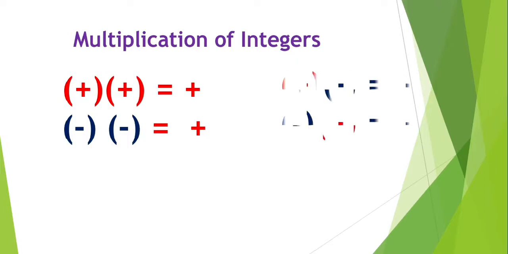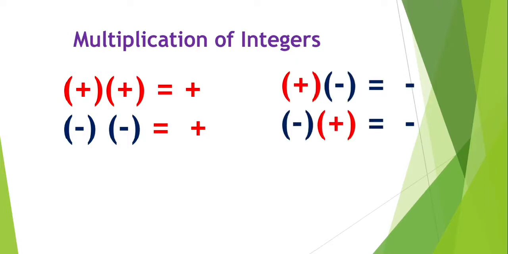This is very important. And in case of plus and minus multiplication, that means plus into minus is minus, and minus into plus is equal to minus. That means when we multiply a positive integer with a negative integer, we get a negative integer as result. And when we multiply a negative integer with a positive integer, we get a negative integer as result. So these important points you have to remember. Now some multiplications we discussed here.